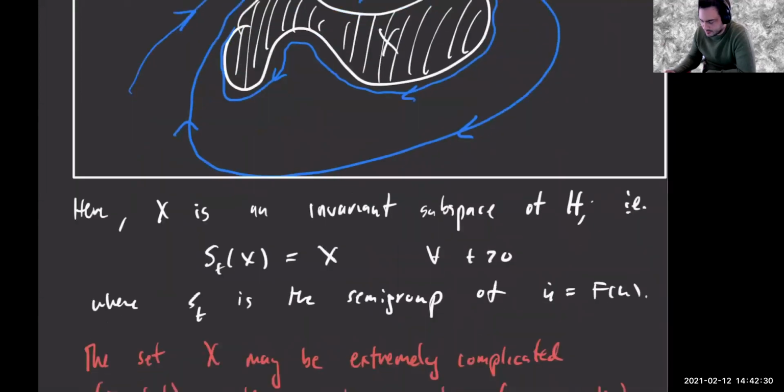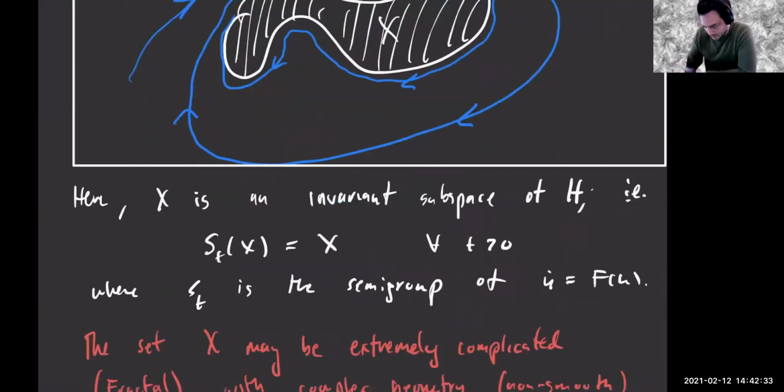And even though my drawing here is very regular, it should be noted that this set can be actually extremely complicated. Some fractal set with some complicated geometry, making this space non-smooth and so on. So this is somehow a cartoon of what you might expect.